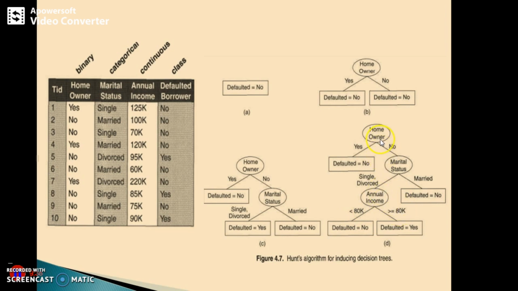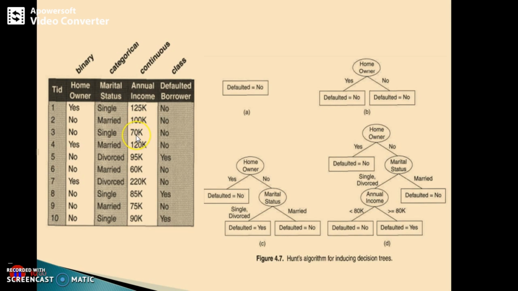Homeowner value. Now what records are you going to see? Where homeowner is equal to no, and marital status is equal to single, or marital status is equal to divorced, and then you come to annual income and see whose annual income is less than 80k. So let's see this less than 80k first, right? Now what records are you going to see here? Only those records whose annual income is less than 80k.